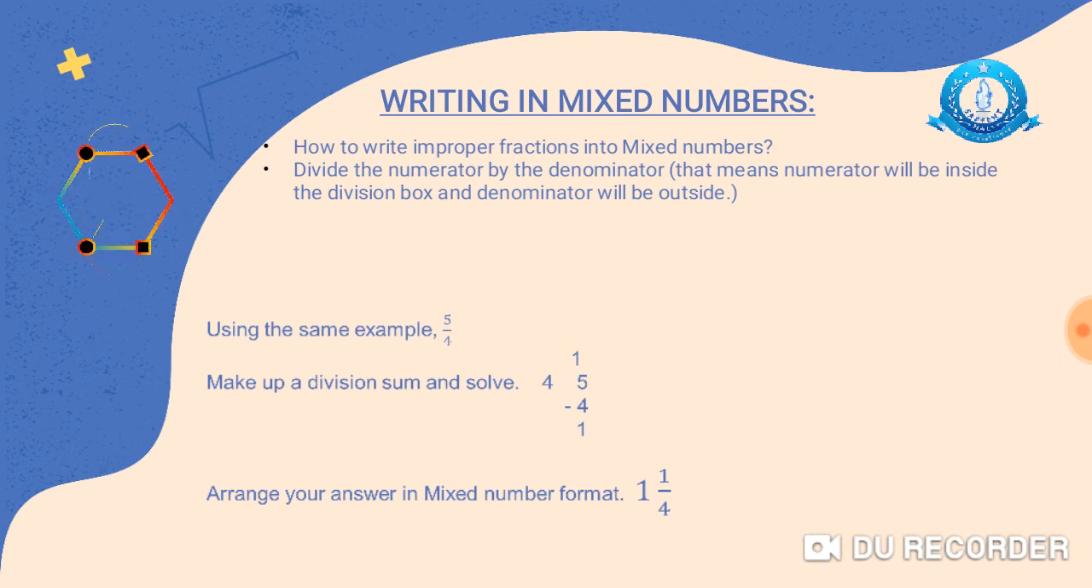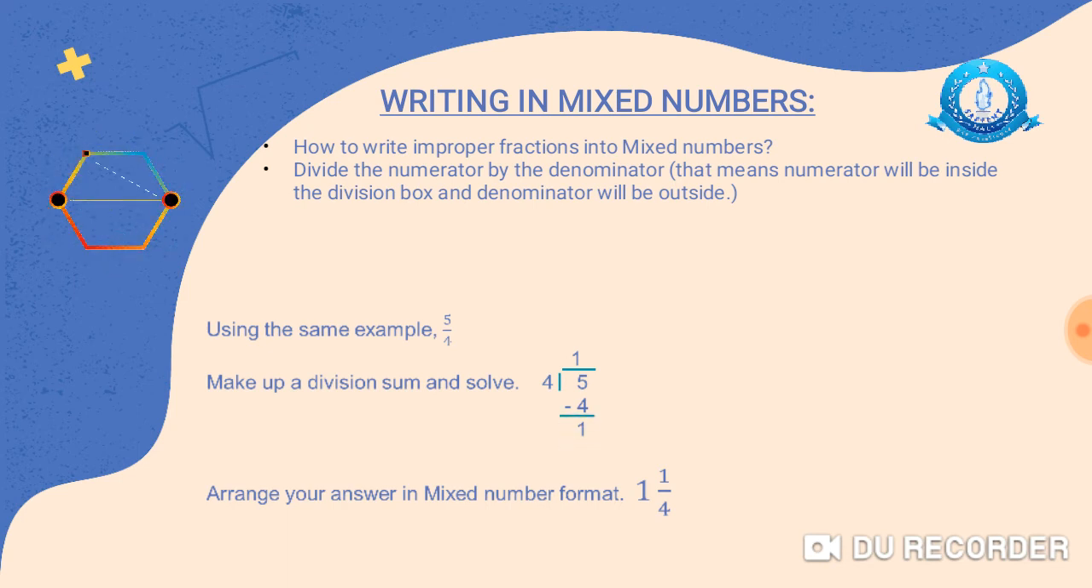Divide the numerator by the denominator. That means the top number will be inside the division box and the denominator or the bottom number will be outside. Let's use the same example, 5 upon 4. Let's make a division sum. 5 goes inside and 4 remains outside.